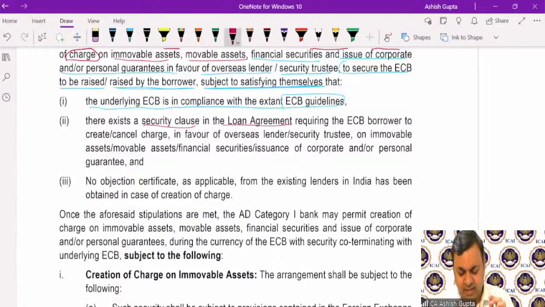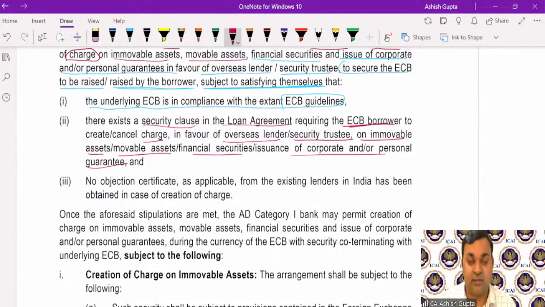So there exists a security clause in the loan agreement requiring the ECB borrower to create or cancel a charge, meaning satisfaction of charge, in favor of the overseas lender or security trustee on immovable assets, movable assets, financial securities, issuance of corporate and personal guarantee. With respect to the concept of charge, we will create a charge on immovable property, movable property, financial security, or corporate guarantee or individual guarantee also.